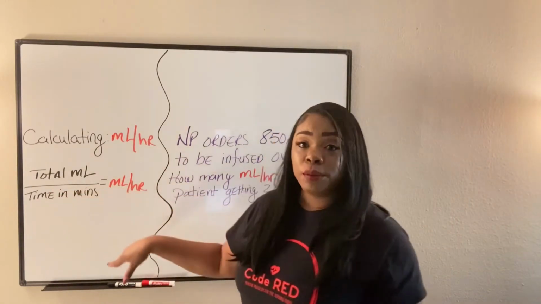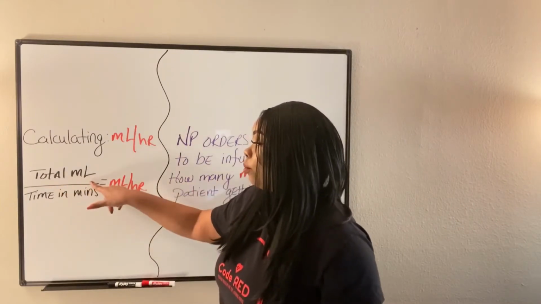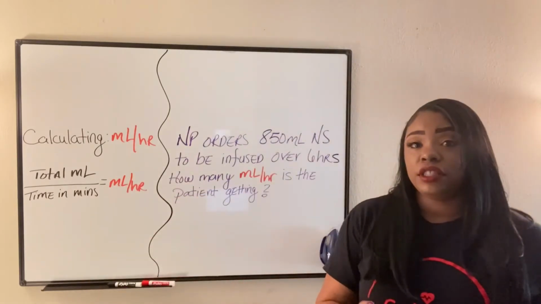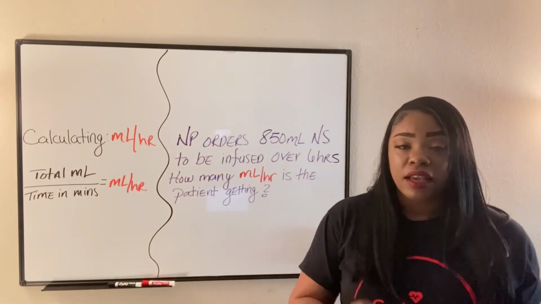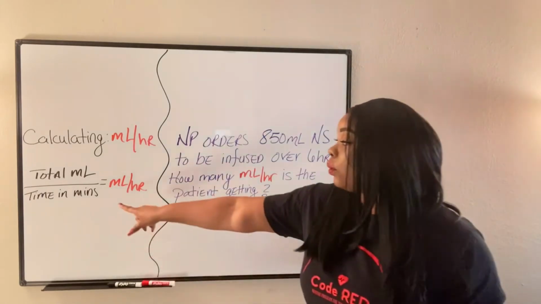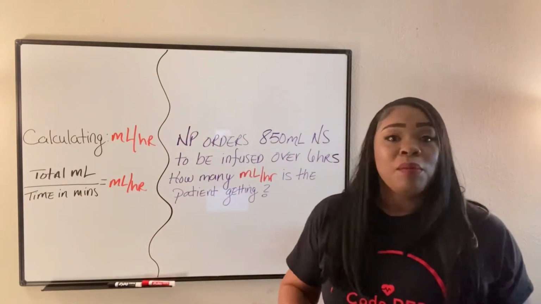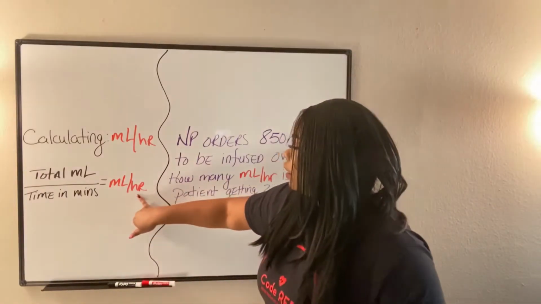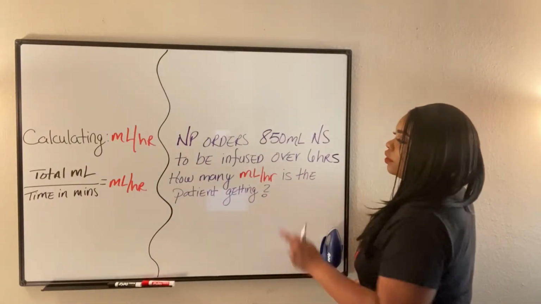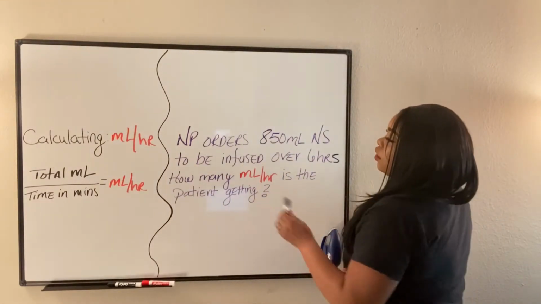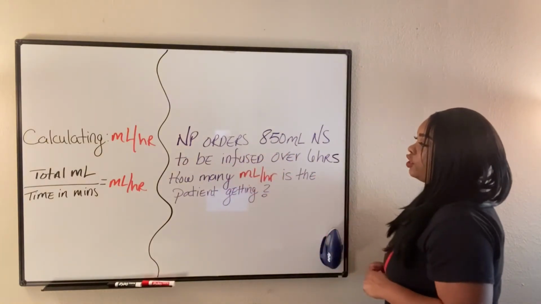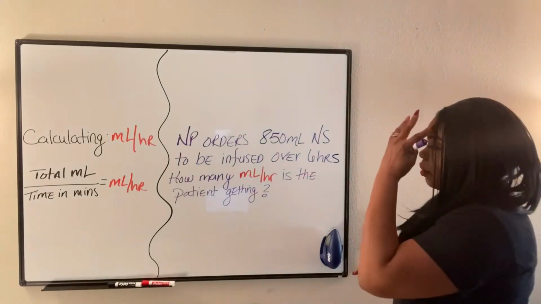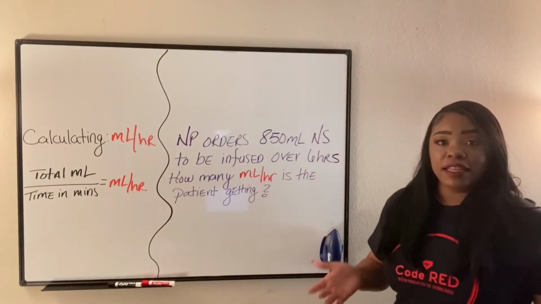The calculation, or the formula for that calculation, is taking the total milliliters and divide it by the total amount of time in minutes. Now, some of your questions that you'll get on your math medication test for IV infusions will give you the total amount of time, but it'll give you that in hours. But we already went over how to convert, so we'll do that first, okay? And then you'll get the milliliters per hour. So let's take a look at this question. The question says the NP orders 850 milliliters of normal saline to be infused over 6 hours. How many milliliters per hour is the patient getting?